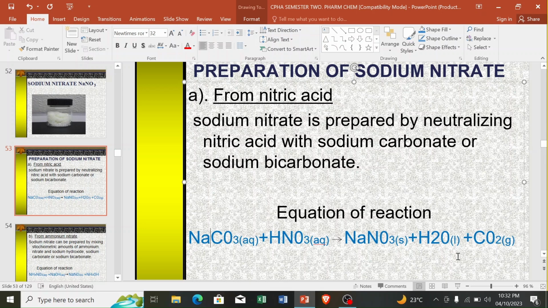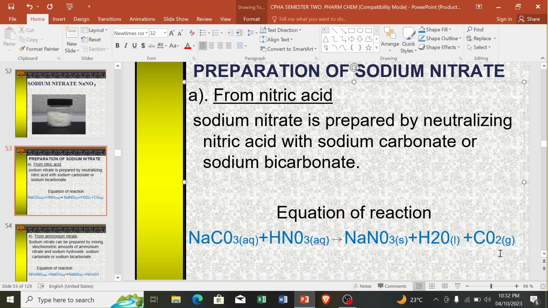So you can as well be asked to identify the gas evolved. For the gas evolved, we all know that we need lime water. Another word for lime water, or a chemical name for lime water, is calcium hydroxide. So when we pass carbon dioxide gas through lime water, we expect to see a turbid solution, what we call milky, some people call it cloudy, or some books call it cloudy. So you can be asked to prepare sodium nitrate, as well as identify the gas evolved.